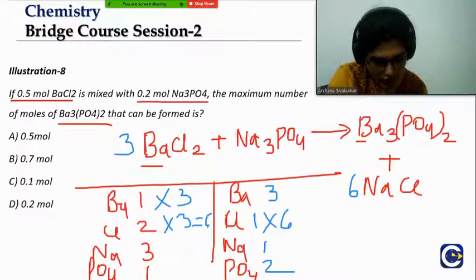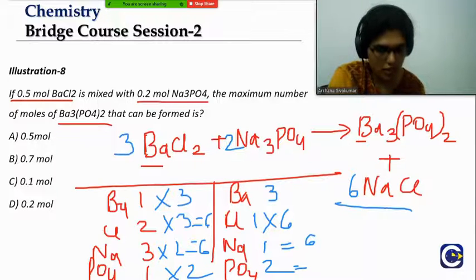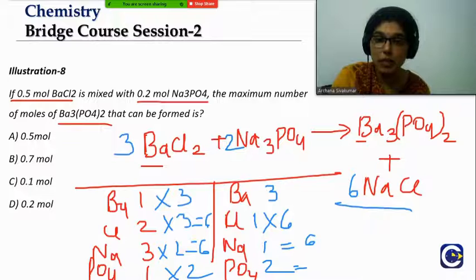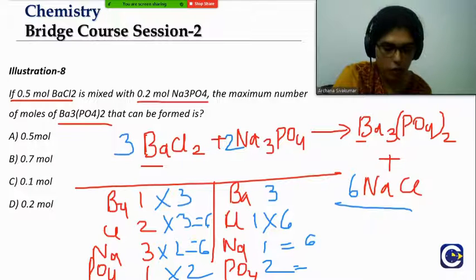How many chlorides are present? There are 3, whereas phosphate is 2. So if I have 2 times 2, this also will be 6, and already there are 6 here and there are 2 here. Now it is balanced. So 3 barium chloride will react with 2 sodium phosphate to give 1 barium phosphate and 6 sodium chloride.